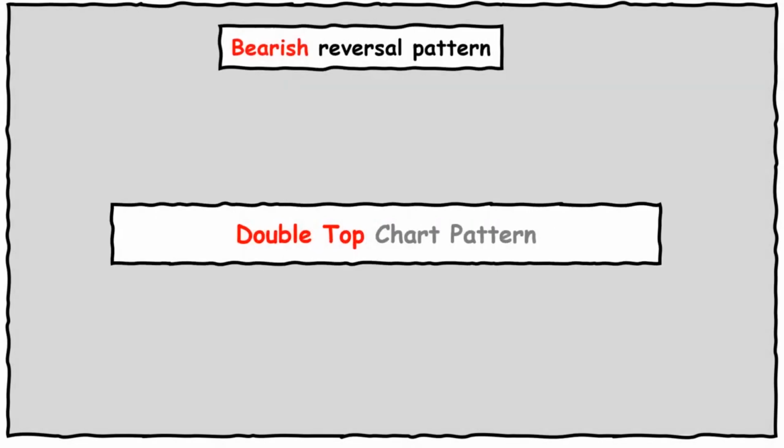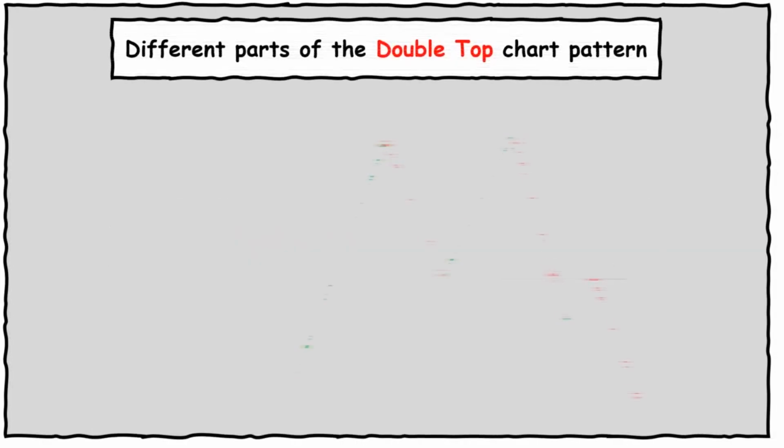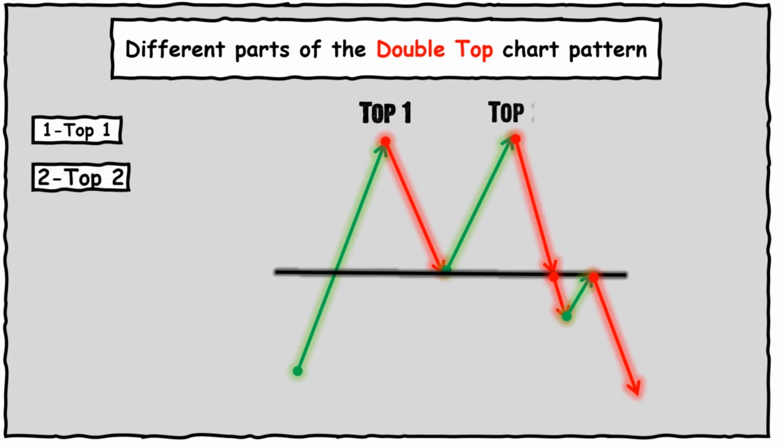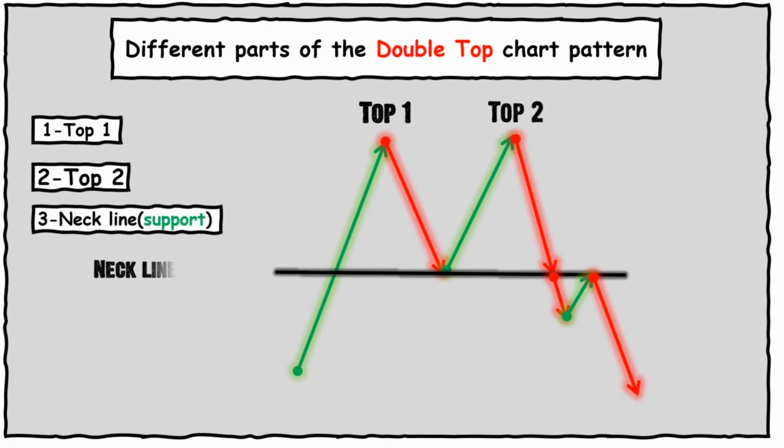Hey, welcome to the double top pattern session. The double top pattern is one of the bearish reversal patterns. The double top pattern consists of three parts: first peak, top 1. The second peak, top 2. Neckline, support.